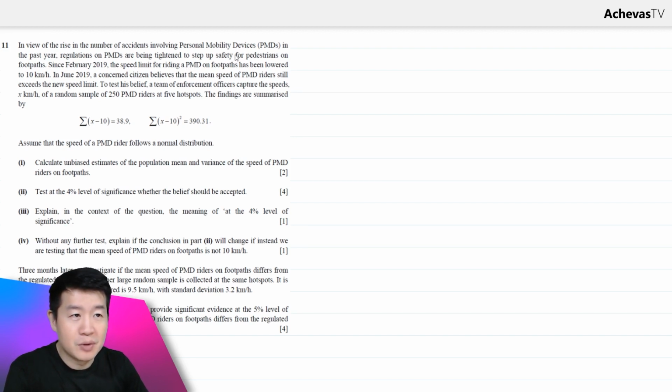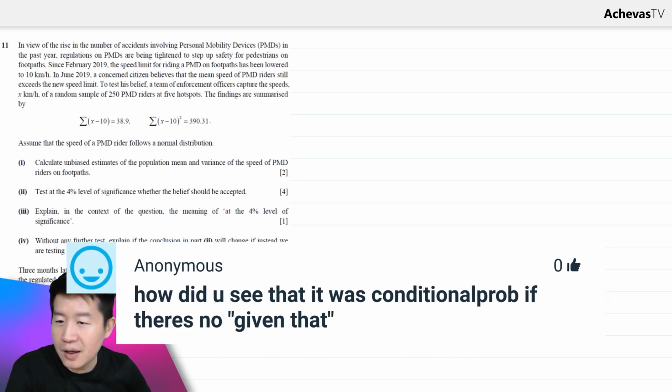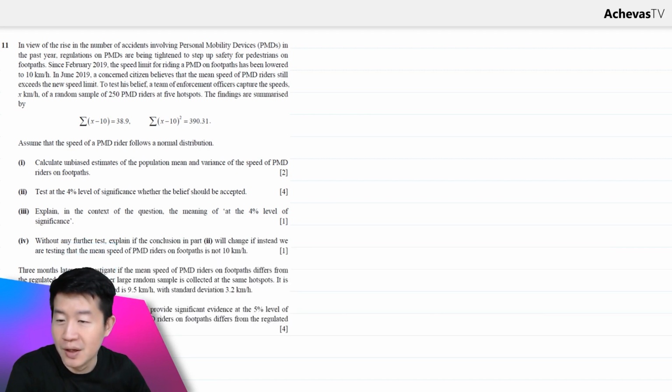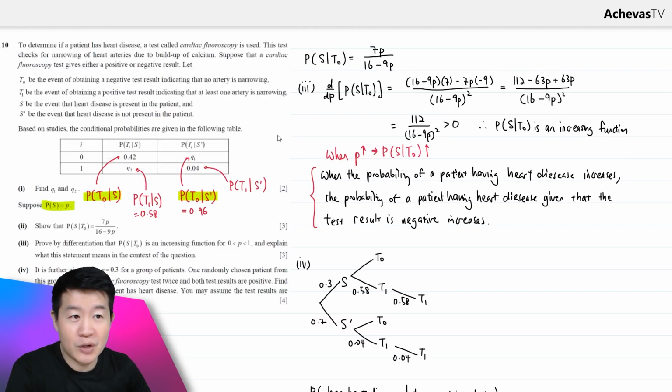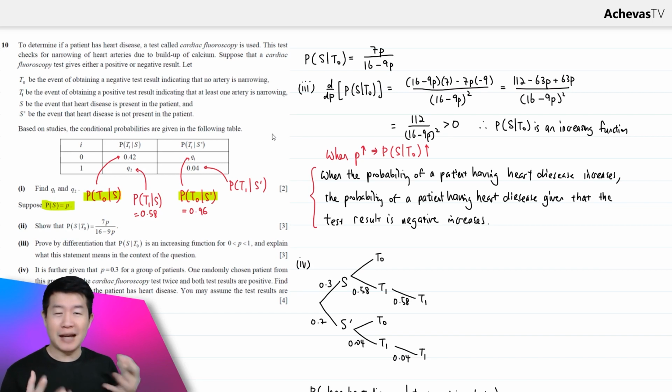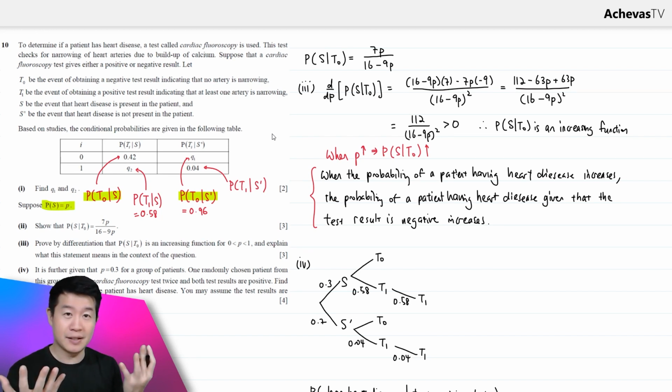So now we have these personal mobility devices, and it really depends. I can't really say that there is a good way for us to identify conditional probability, because, for example, you're already trying to memorize the word "given", which is not the best possible way to identify conditional probability, because the English can change, but the meaning must be the same. So usually what I will do is I will try to see whether I see two events.